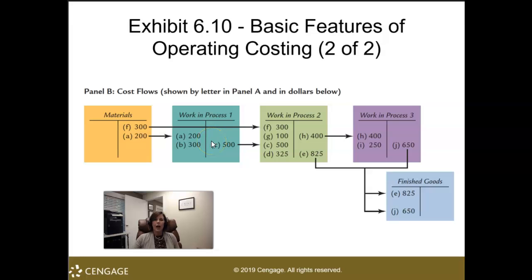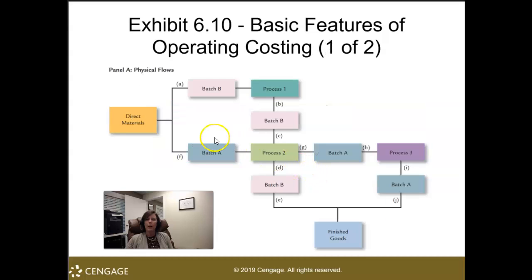And so you see that our initial materials go out of the materials inventory as F and A, and so one goes into work in process 1, one goes into work in process 2, and then there is a transfer of that from work in process 1 into work in process 2, and then some go to work in process 3, or some go directly to finished goods.